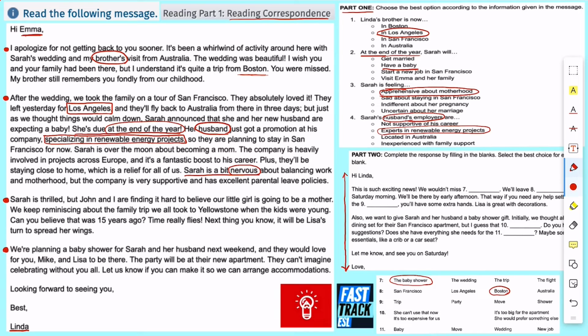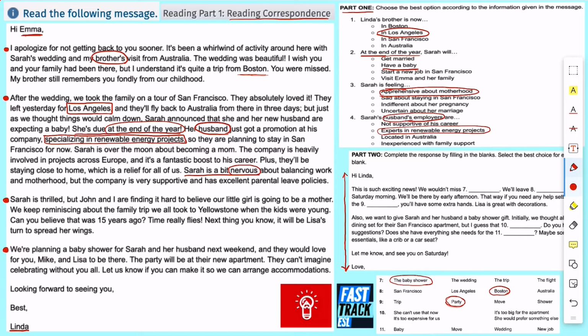"We'll be there early in the afternoon. That way, if you need any help setting up the blank." Now, what are they setting up? A trip, a party, a move, a shower. Now, you might say it's a baby shower, and so shower again. But no, a baby shower is a kind of party. So yes, informally, a baby shower might be referred to as a shower, but in writing, one would refer to it as just a party.